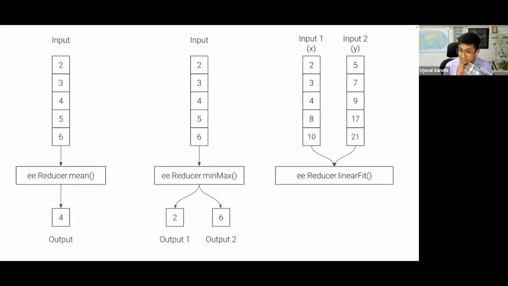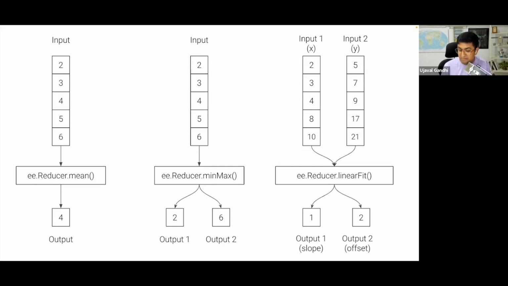There are other reducers which will take more than one input. So for example, this reducer, ee.Reducer.linearFit, takes two input series, a series X and a series Y, and it'll generate the best fit line to this. So it'll generate two outputs, slope and offset.